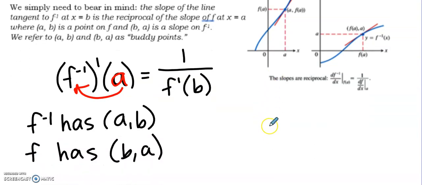Right, so we mentioned that the whole purpose of this lesson with buddy points is to find the derivative of the inverse. So the derivative of the inverse at a given point, A. Well, that means that F inverse has an input of A. A is a part of F inverse. It's the input on the inverse. That'll be equal to 1 over the derivative of the original at the output. Well, how do we find that output? We know that it must have been the input on F.